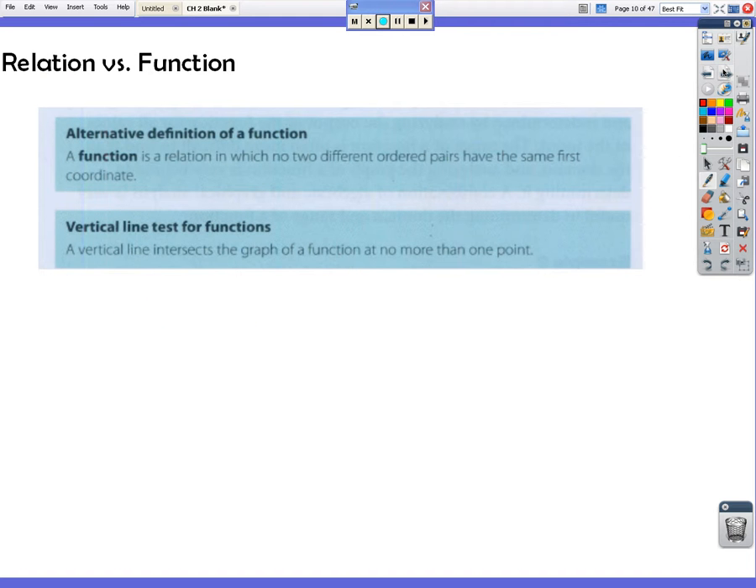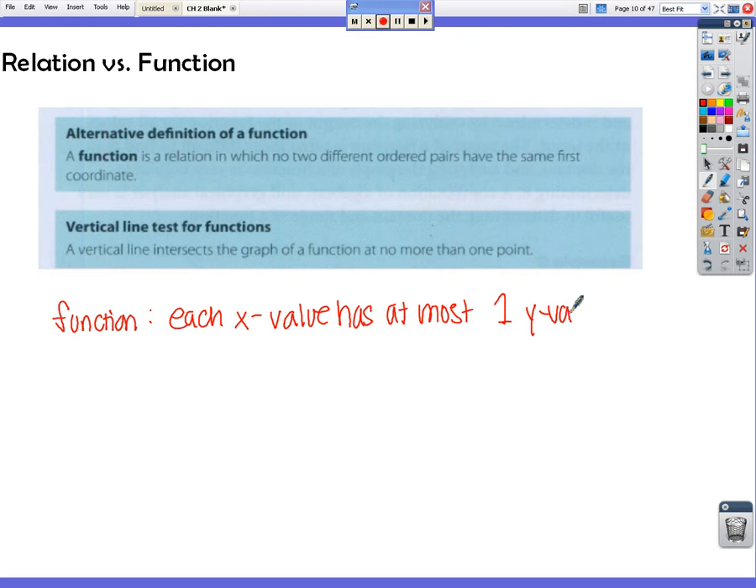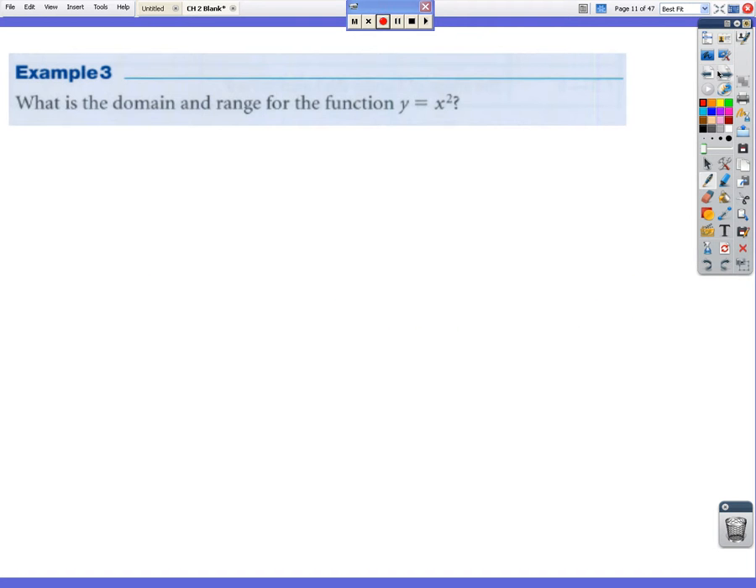A function is a relation in which no two different ordered pairs have the same first coordinate. So for a function, each x value has at most one y value. Vertical line test is usually the way that you guys know if a relation is a function or not. Example 3, what is the domain and range for the function y equals x squared?